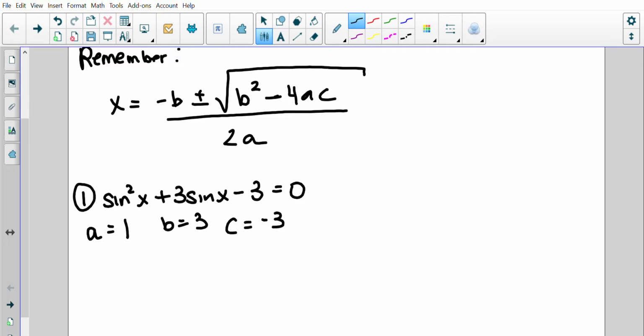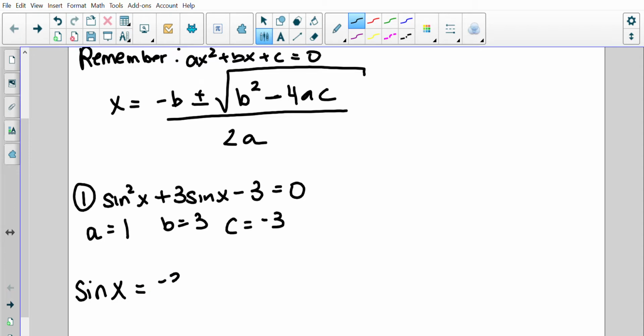And then in the normal quadratic formula, it's always set equal to just x, because normally our quadratics are of the form ax squared plus bx plus c equals 0. However, here we have sine squared x plus 3 sine x minus 3 equals 0. So when we go to do the quadratic formula, this is actually going to be a trig function, whichever trig function you're working in terms of. So in this case, we're going to have sine x, and then I'm just going to apply the quadratic formula.